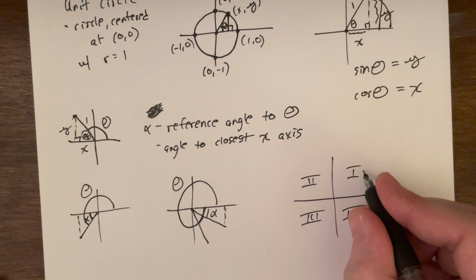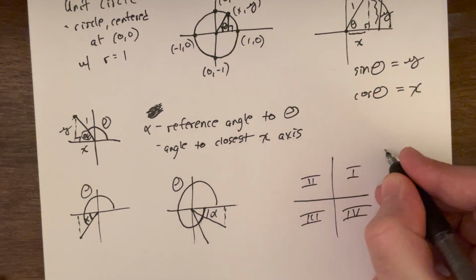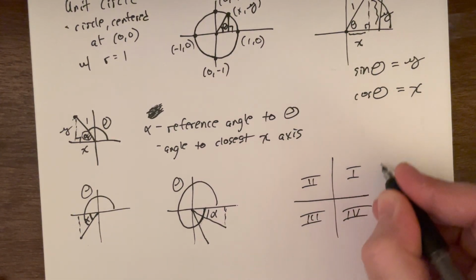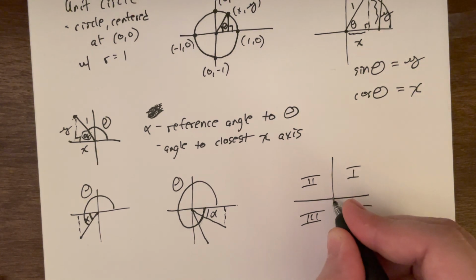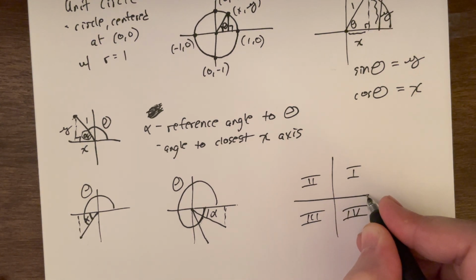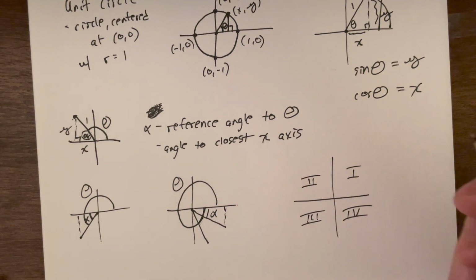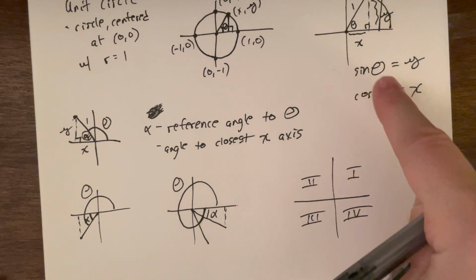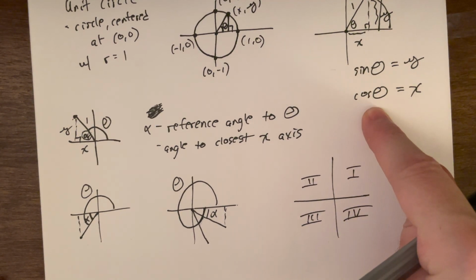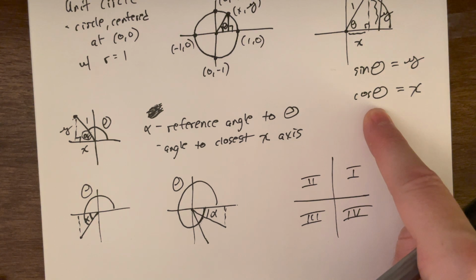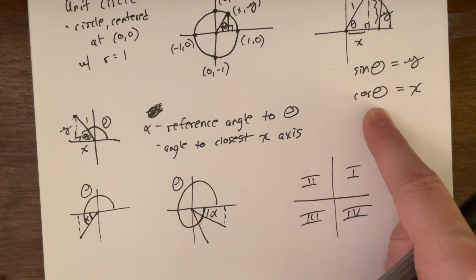Well, if you're in quadrant 1, doesn't matter what point, you're here, here, here, here, anywhere over here, anywhere in quadrant 1, your x value is positive and your y value is positive. Therefore, both sine and cosine are positive. Think about how the other trig functions relate. Well, tangent is sine divided by cosine. Well, if sine is positive and cosine is positive, so is tangent.